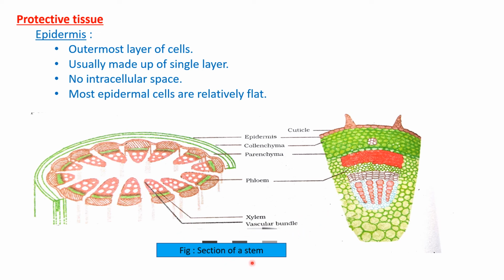Actually, this is the section of a stem. The outermost covering is the epidermis, and on top of the epidermis some cuticle is present. After the epidermis you can see the collenchyma, the green compartment-like cells on the right side. Next to the collenchyma, parenchyma cells are present, and below that phloem, then xylem, the vascular bundle tissues. This is the section of a stem.